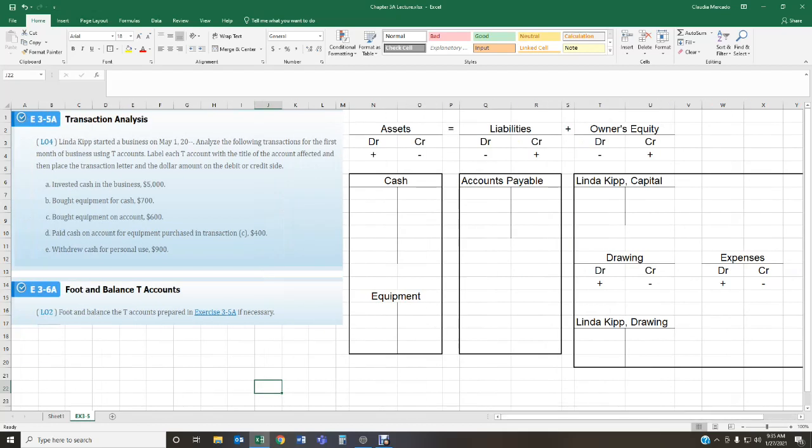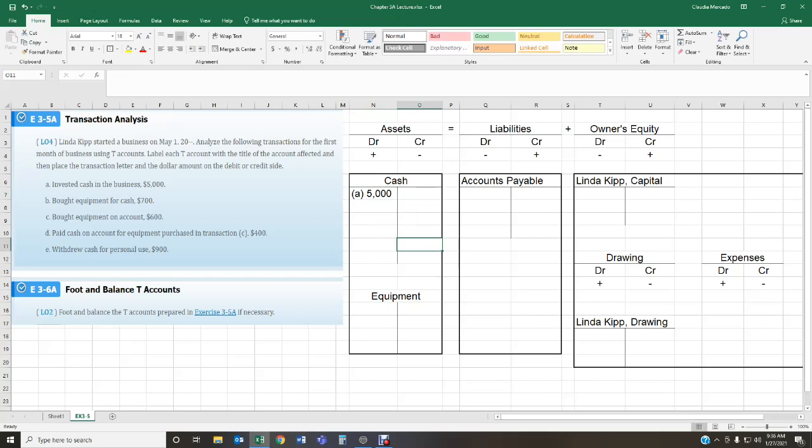So we invested cash in the business, and this is where we do the talking to ourselves. What is going on here? Well, I'm Linda, and I put in $5,000 of my personal money into the business. Okay, so what is happening to the business? Well, the business is receiving those $5,000, so now the business has $5,000 more. Because we have $5,000 more, my cash is increasing. And on an asset account, if an asset increases, you debit the account. Okay, so I'm going to have here letter A, because this is transaction A, and my cash increased by $5,000.